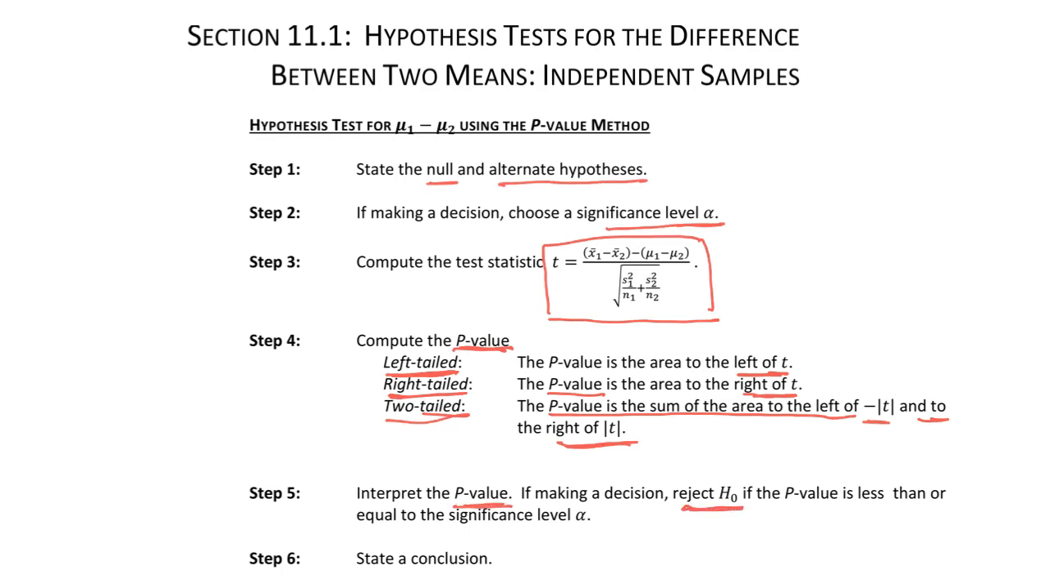Now step 5, interpret the p-value. We reject the null hypothesis if the p-value is less than or equal to the significance level alpha. Then state a conclusion.